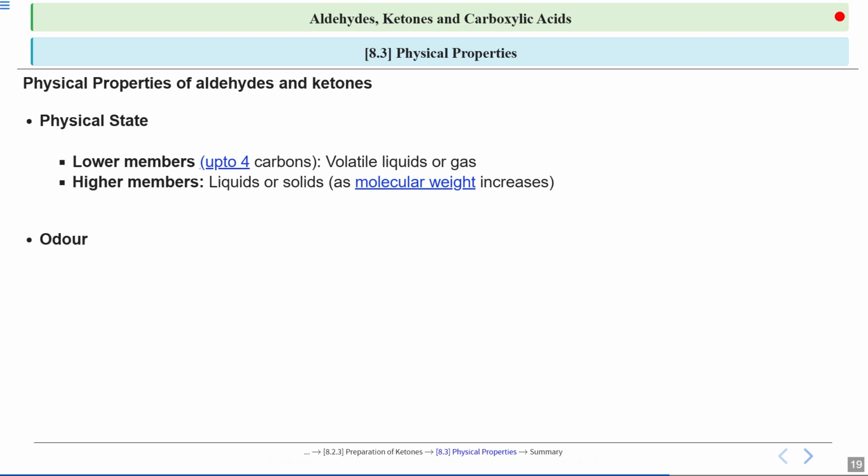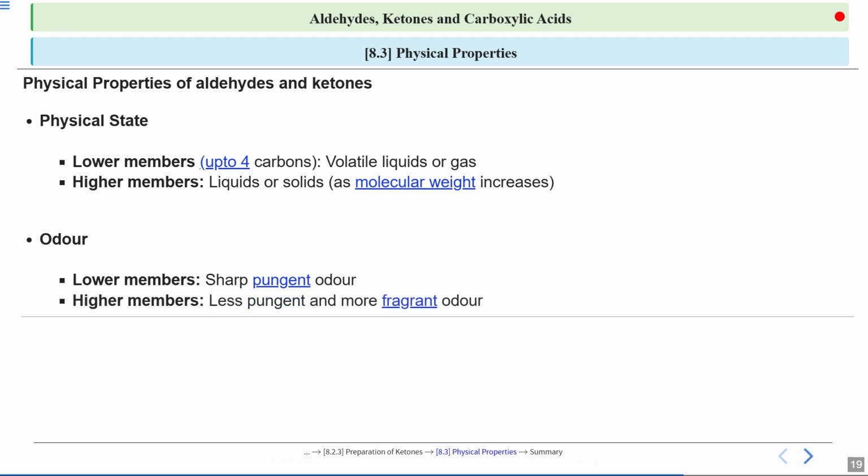Next, the odor of these compounds. The lower members of aldehydes and ketones have a sharp, pungent smell. This is why some of them are used in industrial applications as solvents or in cleaning products. As the molecular weight increases, the odor becomes less pungent and more fragrant. That is why some higher aldehydes and ketones are used in perfumes and flavorings.